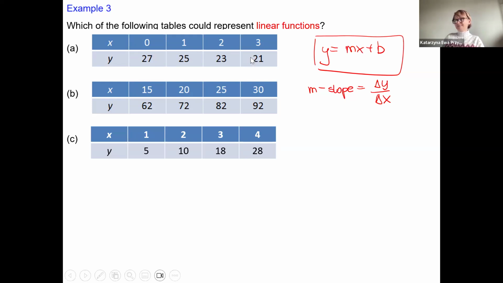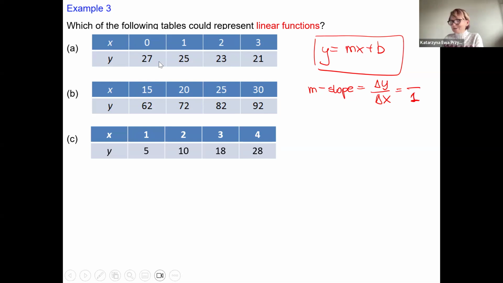Or not really? It's not enough points, right? Because if we plot them, we can try to draw the line, but that's not really the way. Let's look at the values. First of all, let's look at the x's: 0, 1, 2, 3. Yes, they change by 1. That's good. Okay, they change by 1.